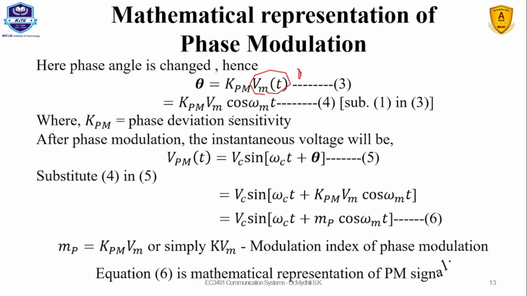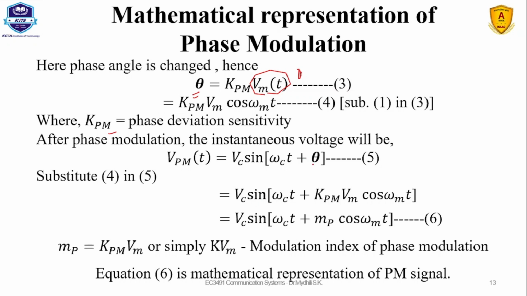So it becomes Vm cos omega mt. So it becomes Kpm into Vm cos omega mt. What is this Kpm? It is nothing but the deviation sensitivity with respect to the phase. Simply it can also be called the phase deviation sensitivity. So after phase modulation, as per the definition, the instantaneous voltage will be Vpm of t in terms of Vc sin omega Ct with respect to theta. With respect to this change, we are going to add the signal.